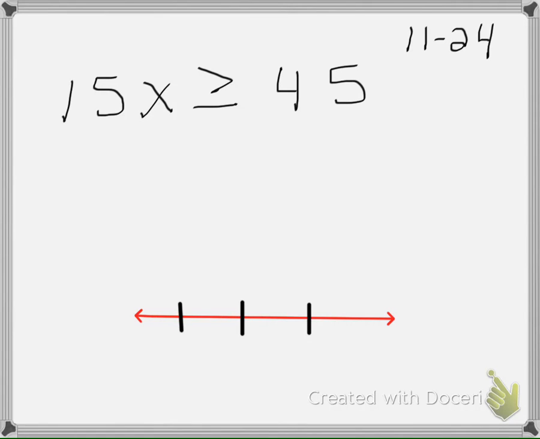Hi, this is homework for 11/24 Monday night, and this is the same as you did. Let's see now, you didn't have homework on Friday, so last Thursday we're solving inequalities, and we're doing the same thing where we use the opposite operations to get the x by itself, and then we have to graph it on a number line. So copy down 15x is greater than or equal to 45, and copy the number line.